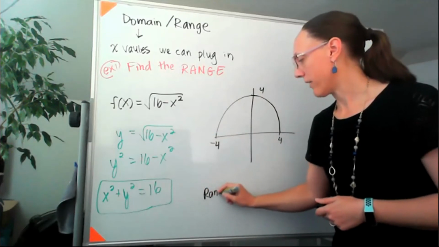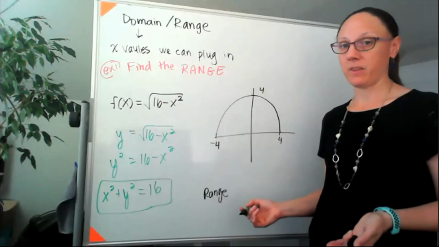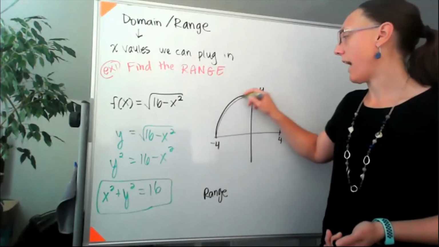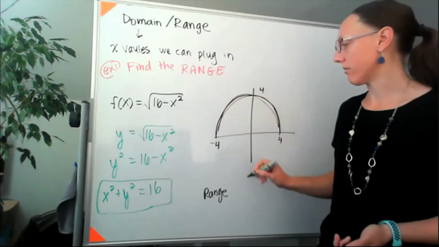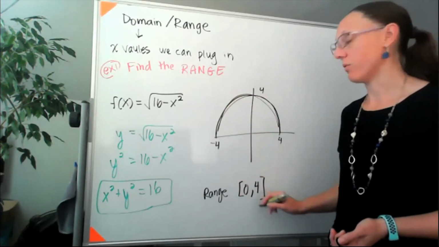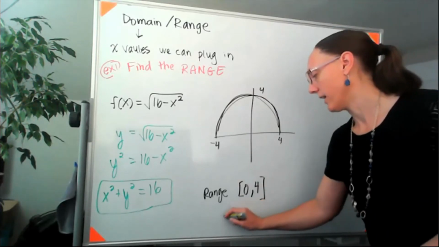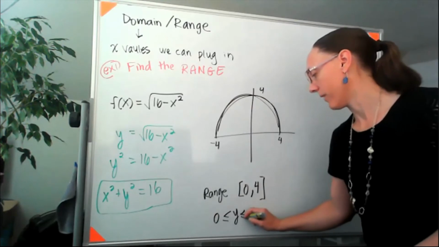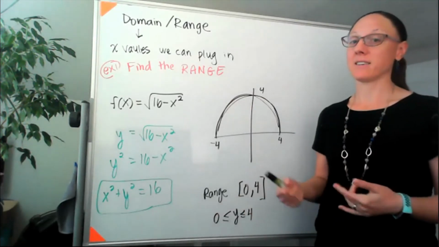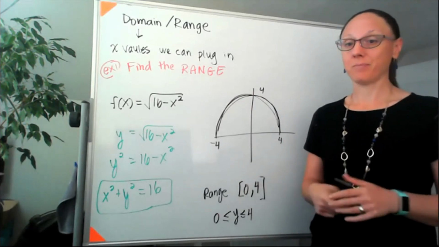And if I were to write the range in interval notation, I would say that the lowest y values anywhere on that portion of the curve are down here at 0, and we go all the way up to 4. You could also write the range as saying y is between 0 and 4. Again, that sort of comes down to whether you're being asked to give an answer in interval notation or not.